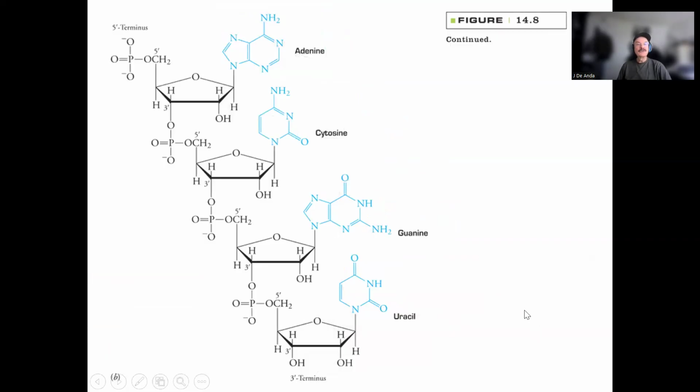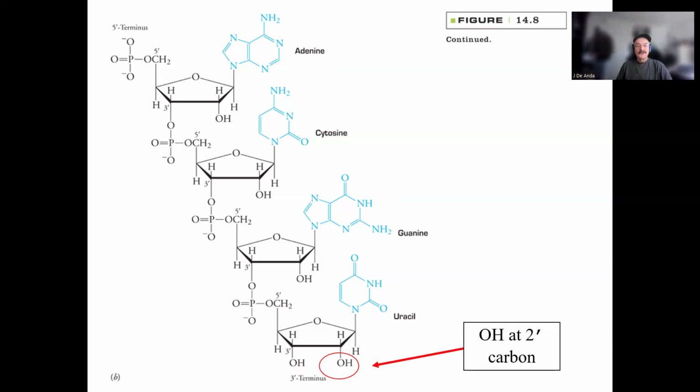Now, over here, what I'm showing is a ribonucleotide. Notice that at the 2' carbon, it has an OH instead of an H. Notice also that instead of the base thymine, it's going to have uracil or U. And I'm not making you guys memorize all the different formulas and structures or actually the names. I just want you to remember the letters that represent them. So A, G, C, U, and T.